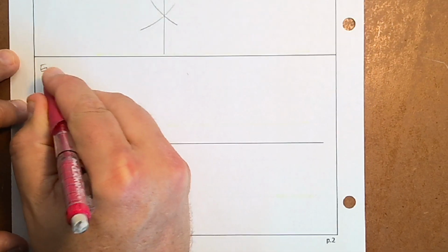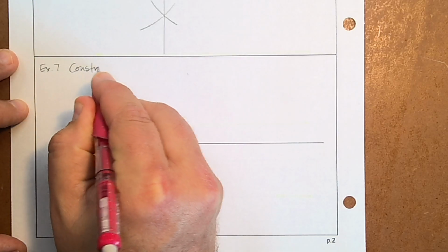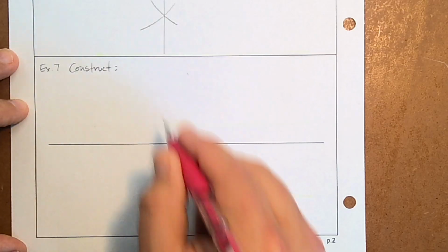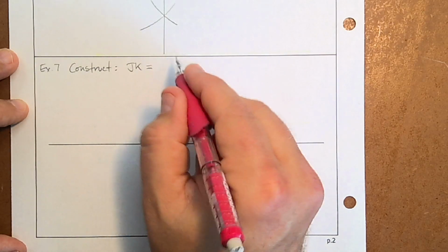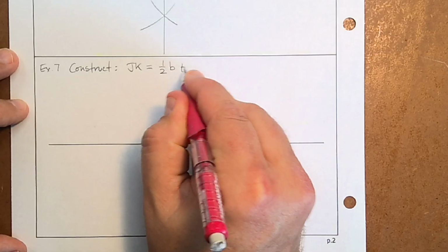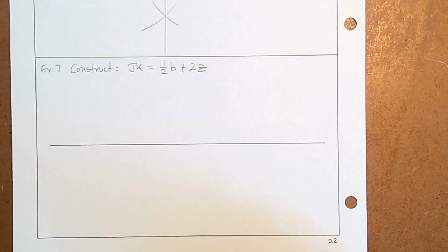Example 7. Let's construct line segment JK, and let's have that be half B plus 2Z units long. Line segment JK, half B plus 2Z units long. Okay, well, let's think about it. Again, we're building from the left to the right. So we're going to need half of a B, which means we're going to need a B unit length to start off with, right? So let's do this.